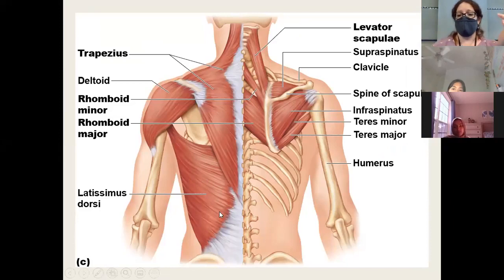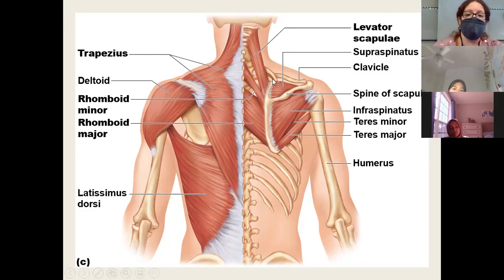Aids in arm movements, shoulder support, and back movement, sorry. Then you have the levator scapulae. Here is the supraspinatus on the back side, on the dorsal side. Ventral side has the infraspinatus. Yes, spinatus, sorry. And the backside has the supraspinatus.